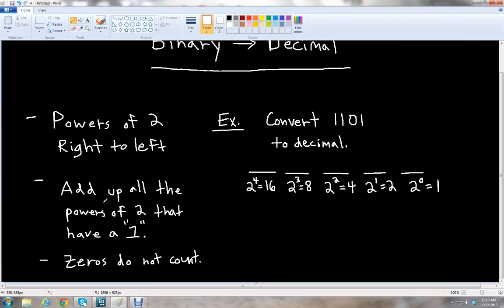And then the next rule says to add up all the powers of 2 that have a 1 in that spot. So only the ones that have a 1, or the on switch. The zeros, or the off switches, do not count, so we're not going to add those. We're only going to add the numbers that have the on switch, or the ones, to find our decimal number.